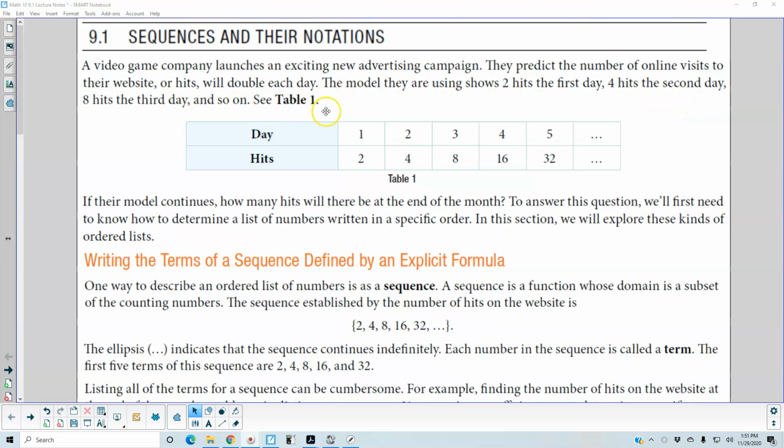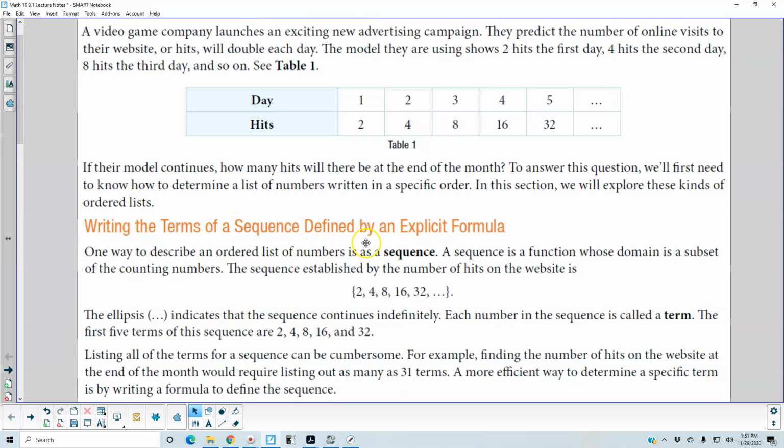day, and so on. So if we take a look at table 1, here are the days, 1, 2, 3, 4, 5, and so on. And then the hits go from 2, 4, 8, 16, 32. Now, if their models continue, how many hits will there be at the end of the month? To answer this question, we'll first need to know how to determine a list of numbers written in a specific order. In this section, we will explore these kinds of ordered lists.